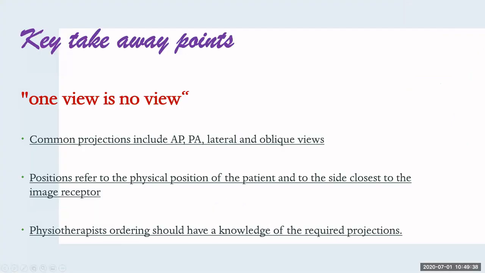Fine. Okay. So the key takeaway point from this chapter is the main thing: one view is no view. The common projections include AP, PA, lateral, and oblique views. The position refers to the physical position of the patient and to the side closest to the image receptor. The physiotherapist ordering images should have the knowledge of the required projection. Only if you know the projections, what you can see in those projections, then you can order the projections. If you don't know how the AP projection is going to come, how the lateral is going to come, then you cannot order any image.